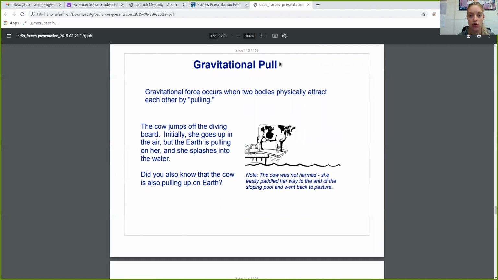So go ahead and put this in our notes, please. Gravitational pull. Gravitational force occurs when two bodies physically attract each other by pulling. So again, the Earth is pulling down on the cow and the cow is pulling up on the Earth, but the Earth has the greater pull and that is why the cow falls down.